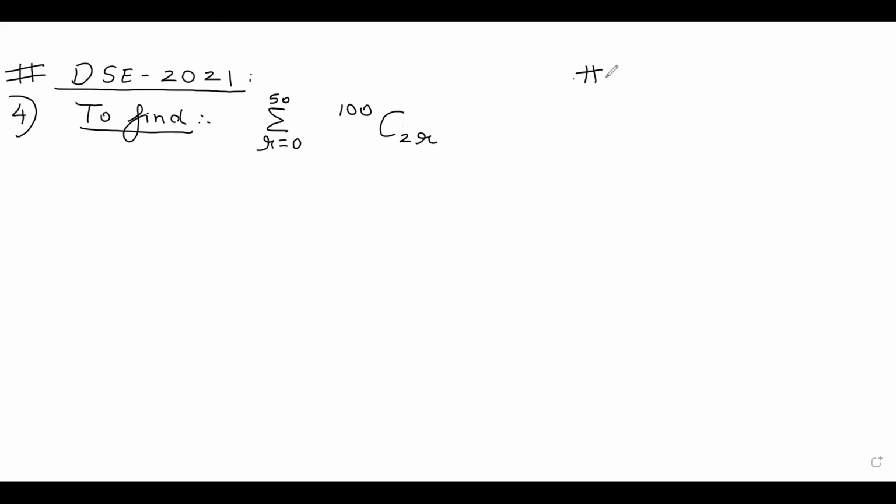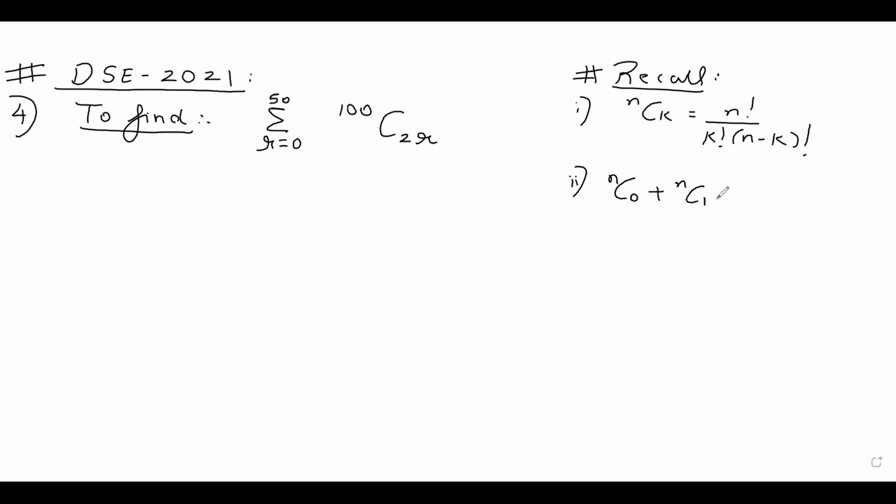Okay, now first of all students should be able to recall the formula for combinations. Recall that NCK is equal to n factorial upon k factorial times n minus k factorial. And all students should also be able to recall the properties of combinations which we had done, that NC0 plus NC1 plus NC2 plus ... NCN is equal to 2 to the power n. We have done this property in our lectures on combinations within our mathematical methods for economics course.